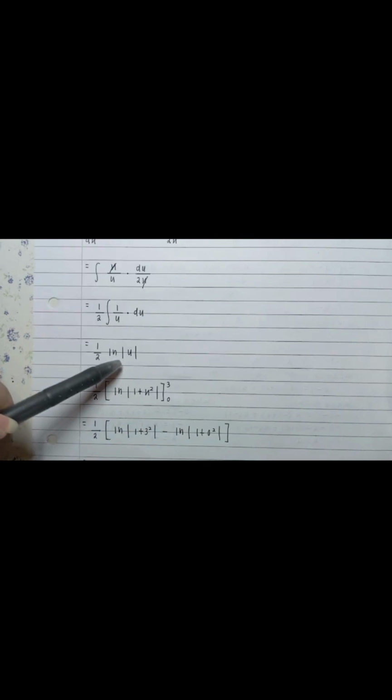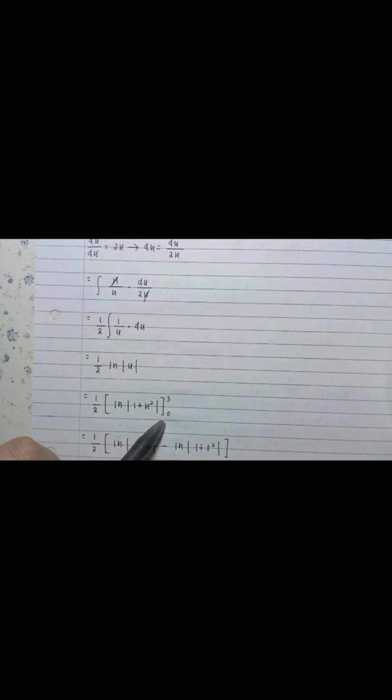Nombor integrate sign equal to 1 over 2. 1 over u jadi ln u. And then 1 over 2 dalam kurungan, gantikan ln u which is 1 plus x square dalam ni. And then tutup kurungan, lower limit is 0 and upper limit is 3. And then substitute the upper limit minus the lower limit equal to 1 over 2 ln 10 over 1. And then eventually you will get the answer 1 over 2 ln 10.